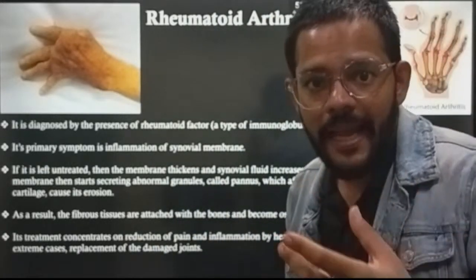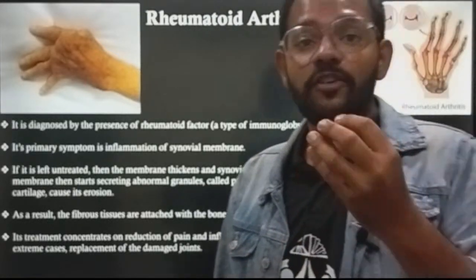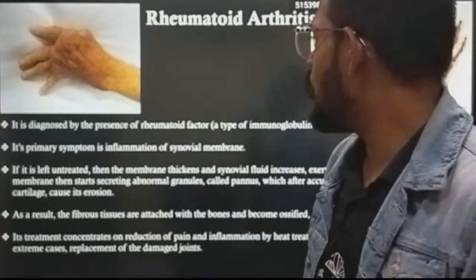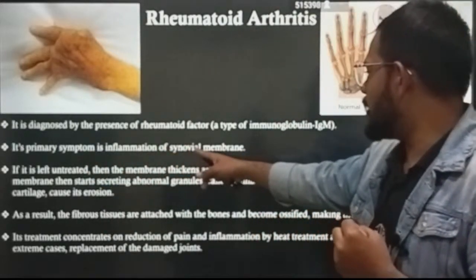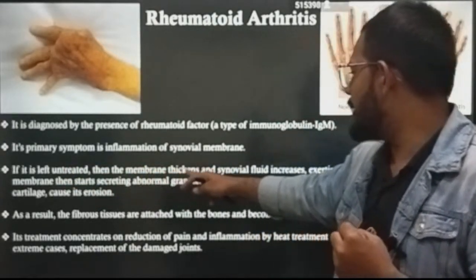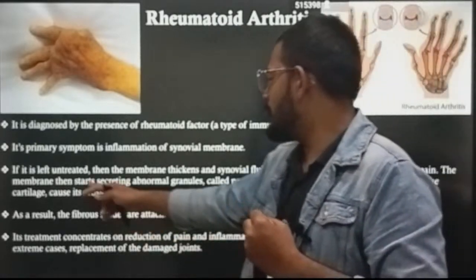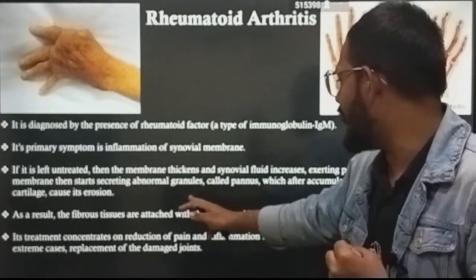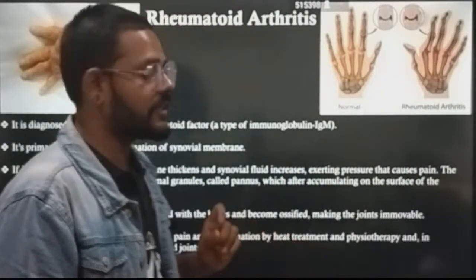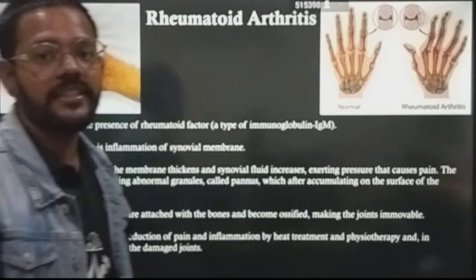Okay, and after some time, the fluid inside that synovial membrane starts to accumulate and converts into a solid mass that we call pannus. The primary symptom is inflammation of the synovial membrane. If left untreated, the membrane thickens and synovial fluid increases, exerting pressure that causes pain. The membrane then starts secreting abnormal granules called pannus. It is the characteristic feature of rheumatoid arthritis, which after accumulating on the surface of cartilage causes its erosion.